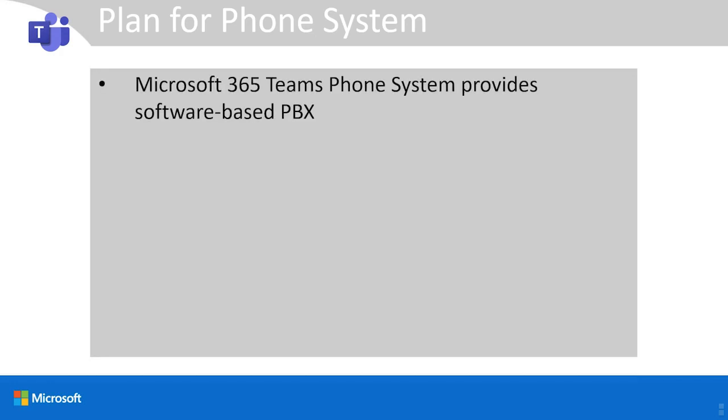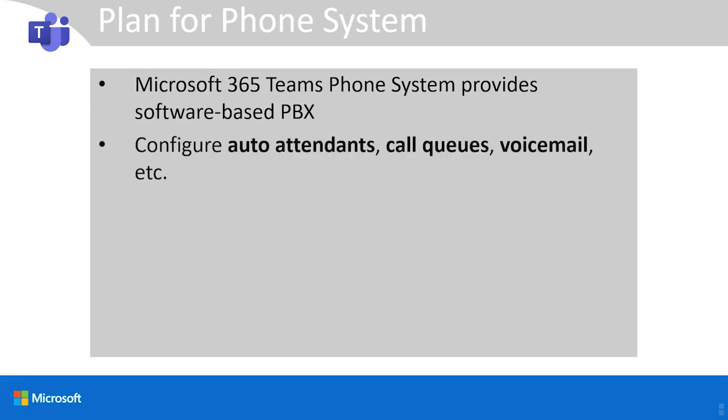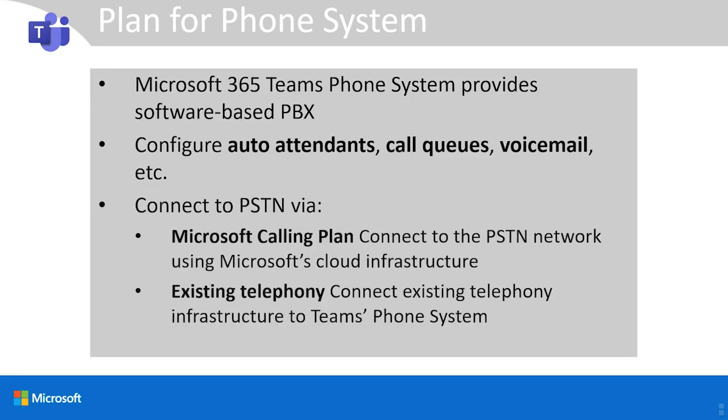If you want to allow Teams to manage all of your organization's telephony, you can deploy Microsoft 365 Teams Phone System, which provides a full software-based private branch exchange system. Using the Teams Admin Center, you can configure auto attendants, call queues, voicemail, and so forth. Phone System connects to the public switched telephone network either via the Microsoft Calling Plan service, which lets you connect to the PSTN network using Microsoft's cloud infrastructure, or via your existing telephony infrastructure.